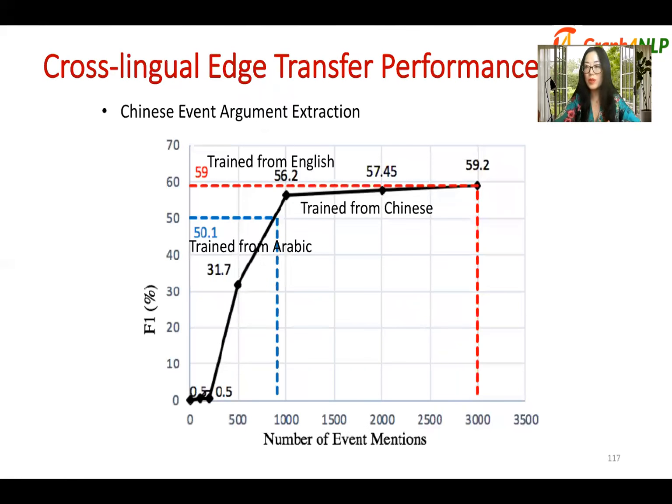We did experiments on English and Arabic because we have ground truth for them. So this figure shows performance for Chinese. If we train a model from English and then do this graph transfer to Chinese test data, we can get about 59% F score, which is very close to the 59.2% F score that you can normally get from a supervised model trained from 3,000 Chinese event mentions.